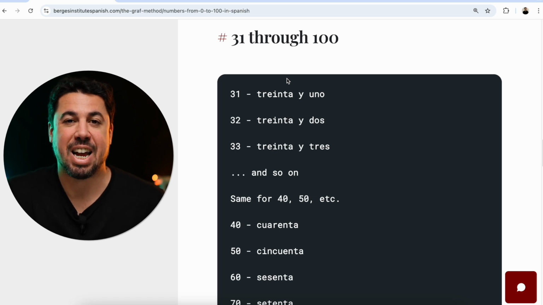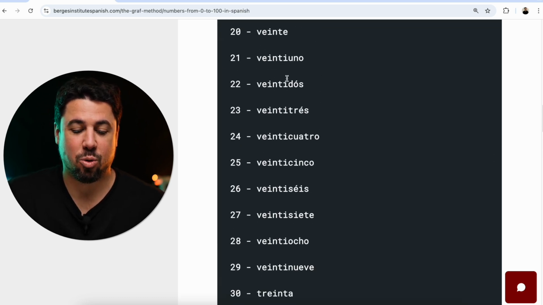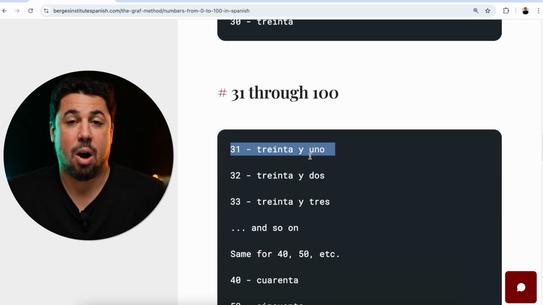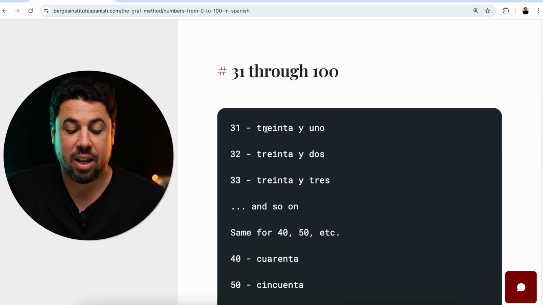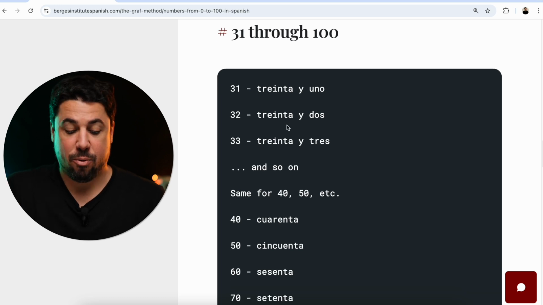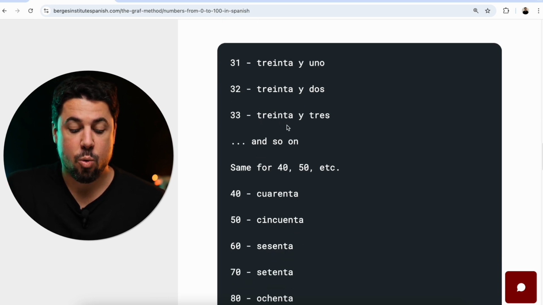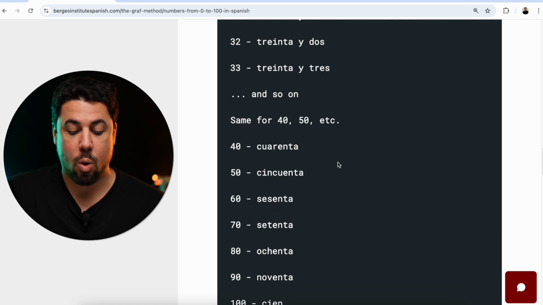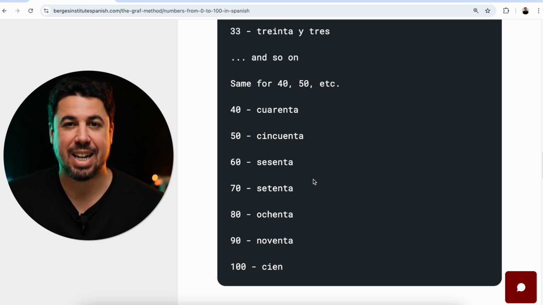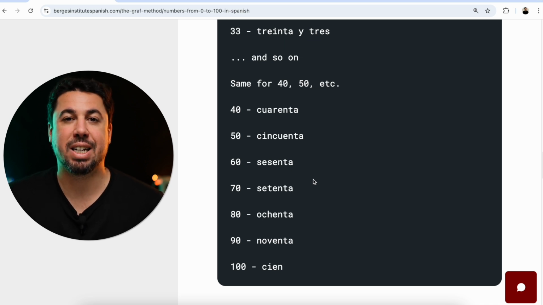So we say 31, which sounds very similar to 21, 21, 31. However, we just have to remember to spell it as three separate words, 30 y 1. After that, 32, 33, etc. And for 40, 50, etc., we'll do the same thing. So 40 is 40, next one 50, 60, 70, 80, 90, and 100 is 100.